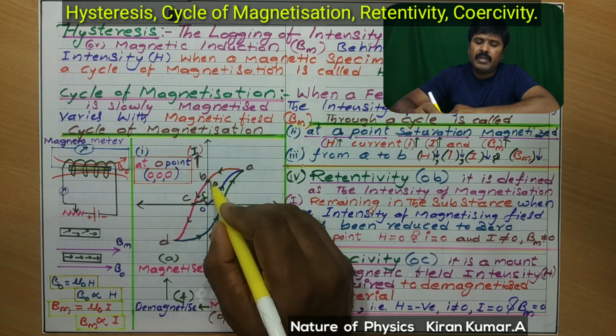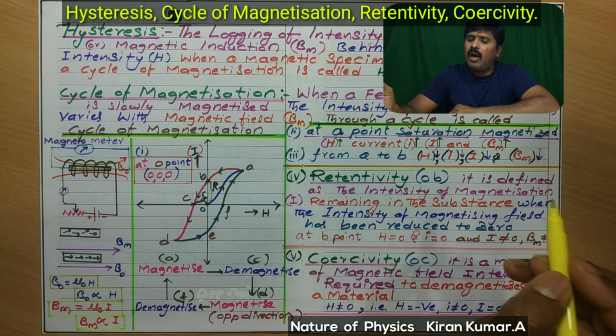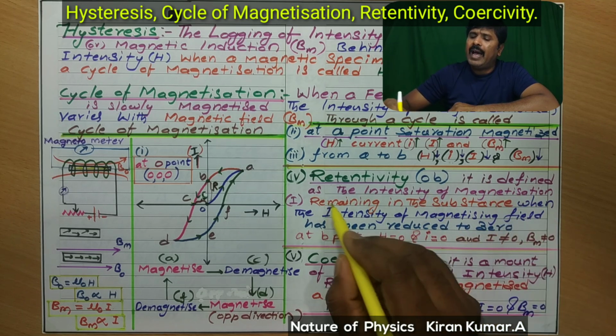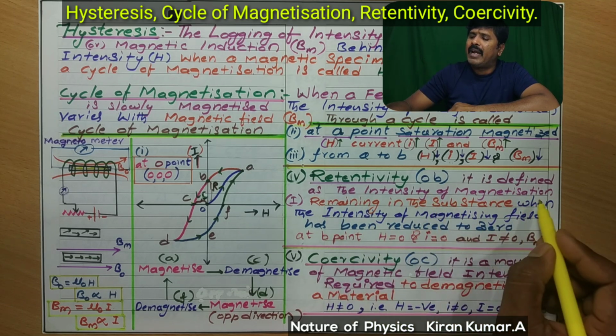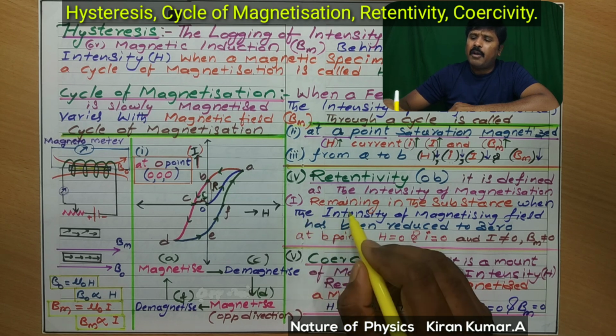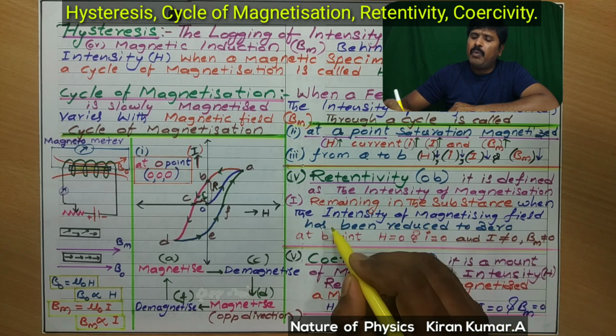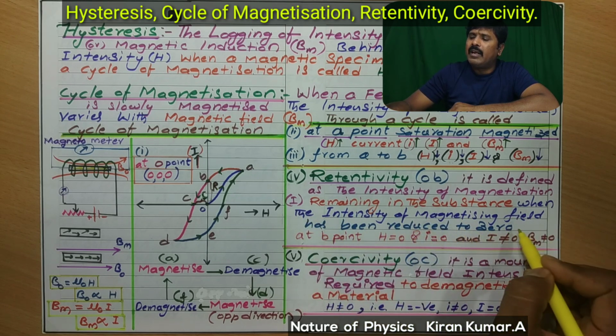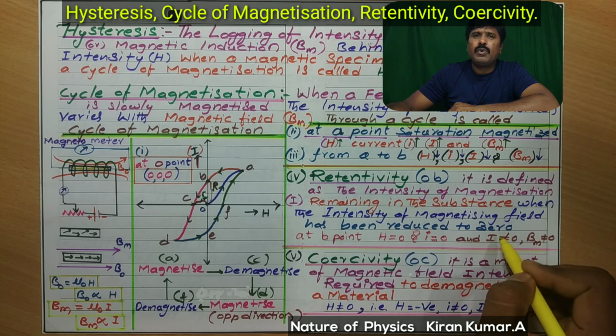Okay, retentivity is represented by the letter R, students, and it is defined as the intensity of magnetization I that remains in the substance when the magnetic field intensity becomes 0, students.